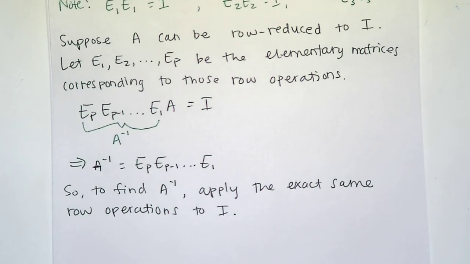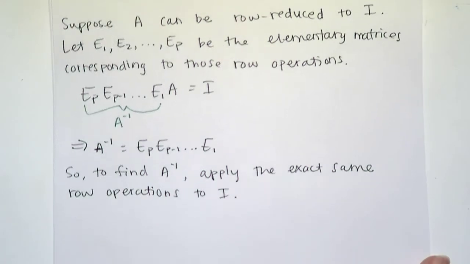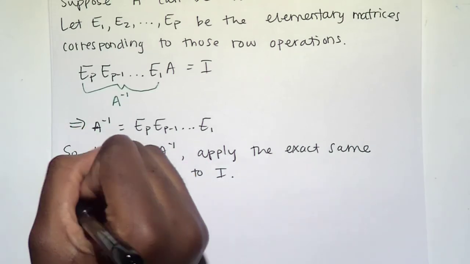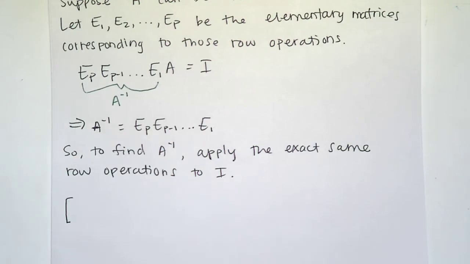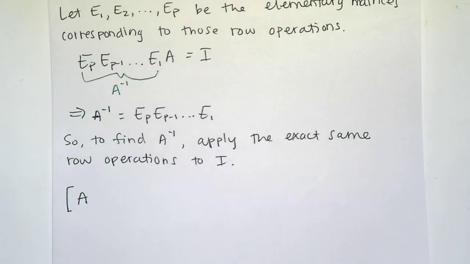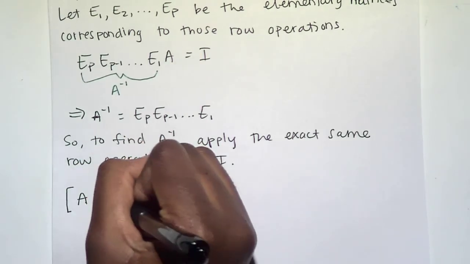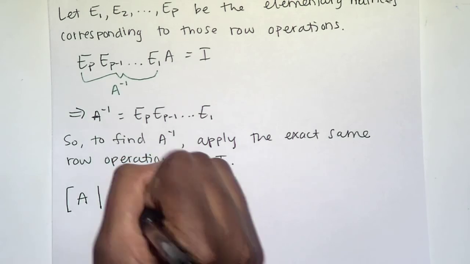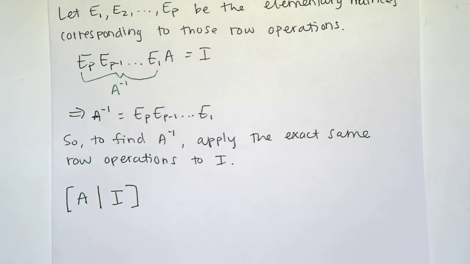All right, so here's what it's going to look like. We are going to set up an augmented matrix. Surprise, surprise. But it's going to look a little different. On one half of the augmented matrix, we're going to have our original n by n matrix A. On the other half, we're going to have the identity matrix. Then we're going to row reduce until we get A into RREF.